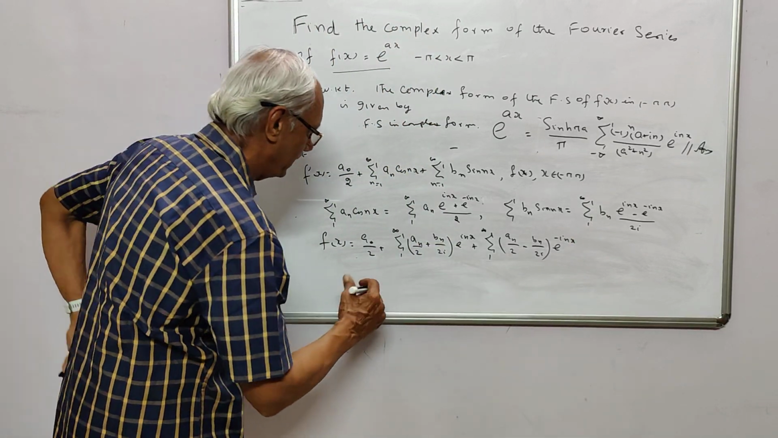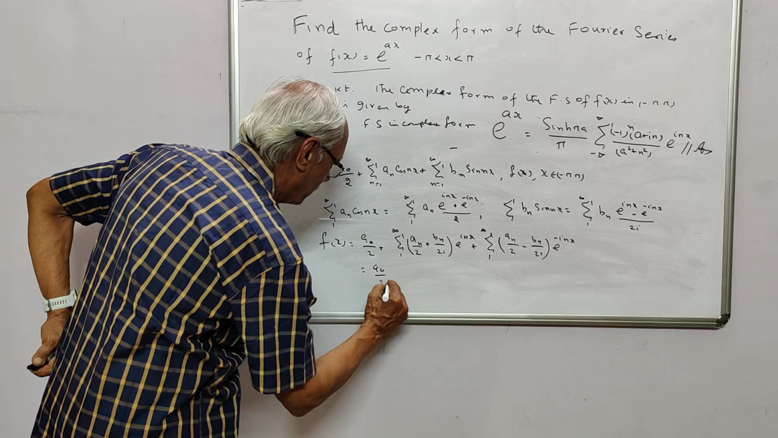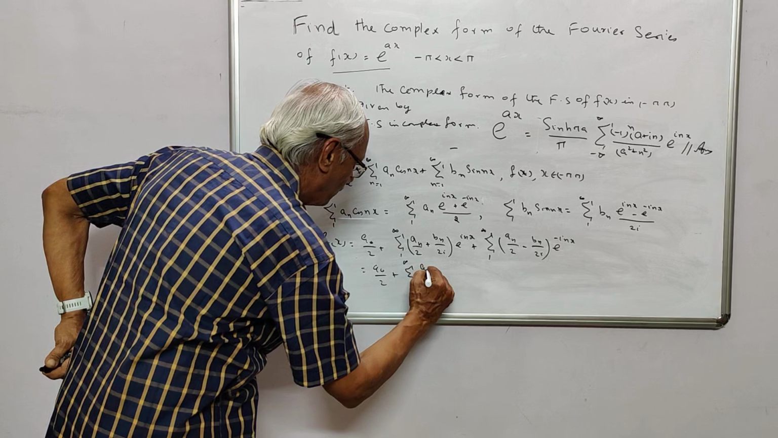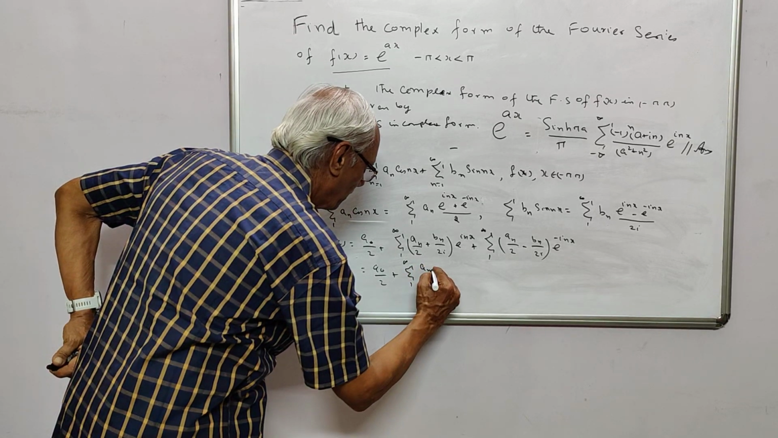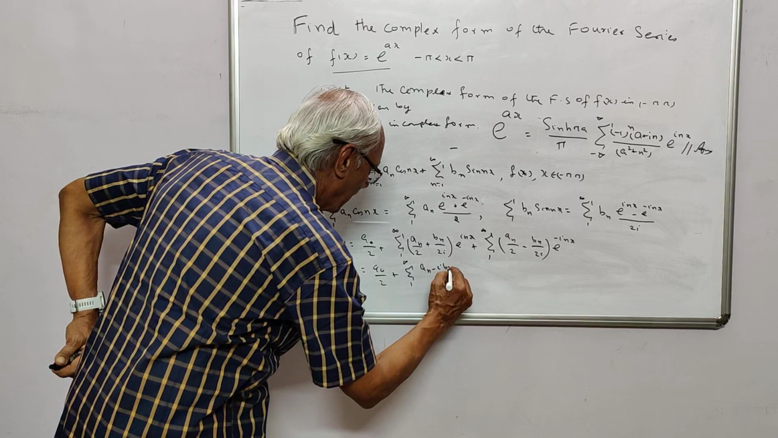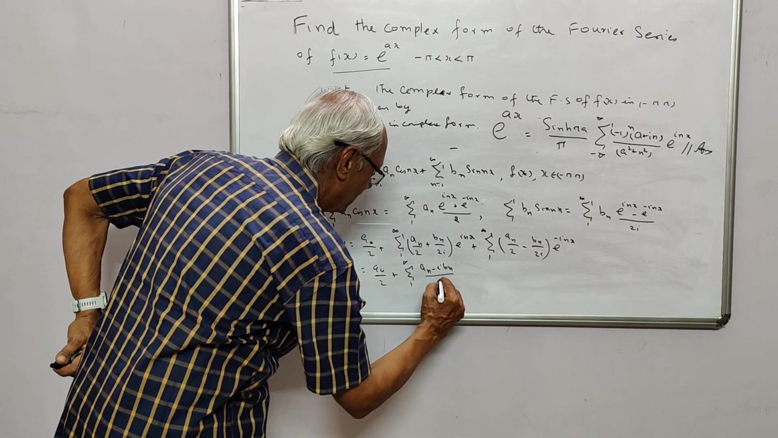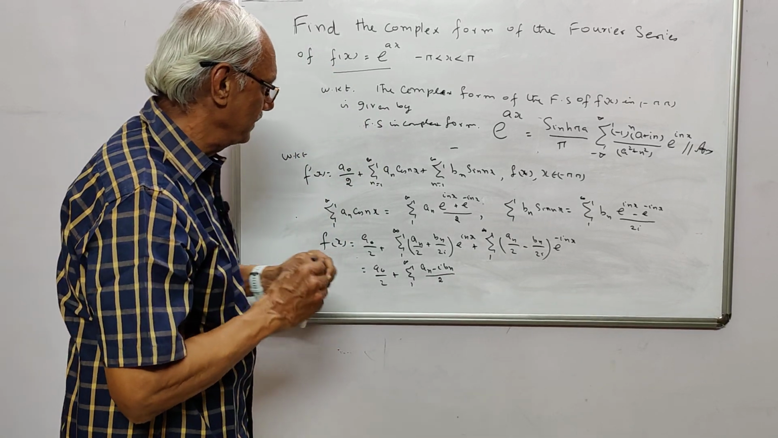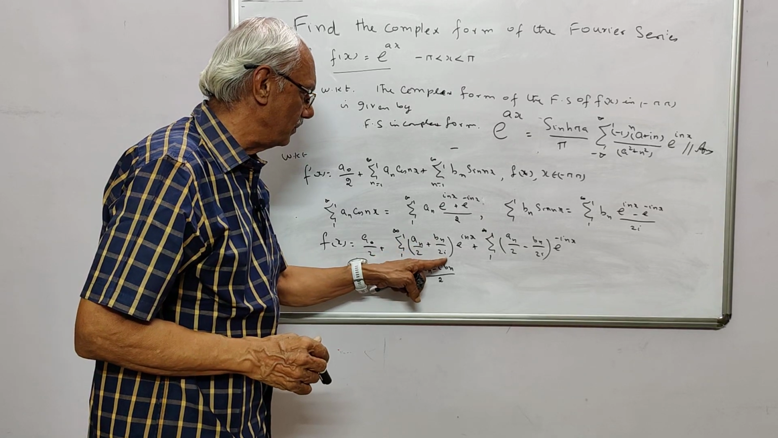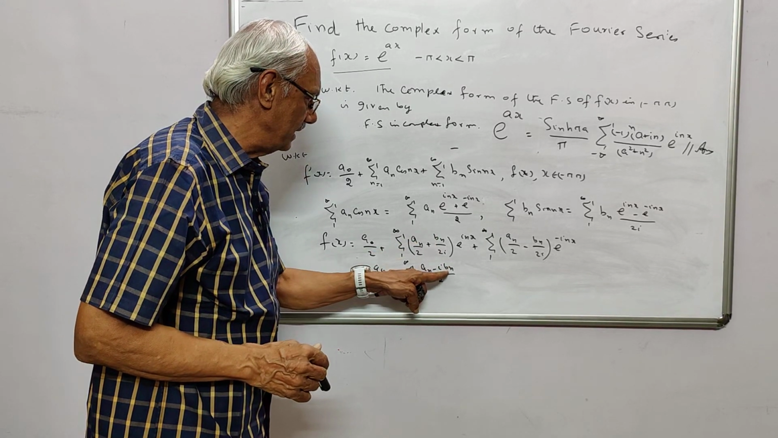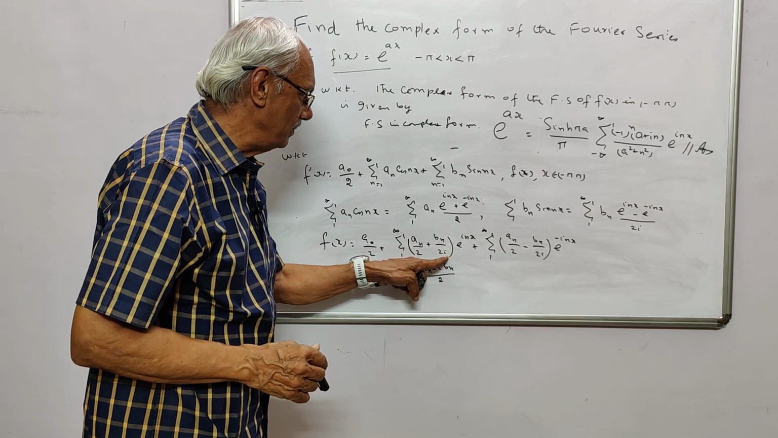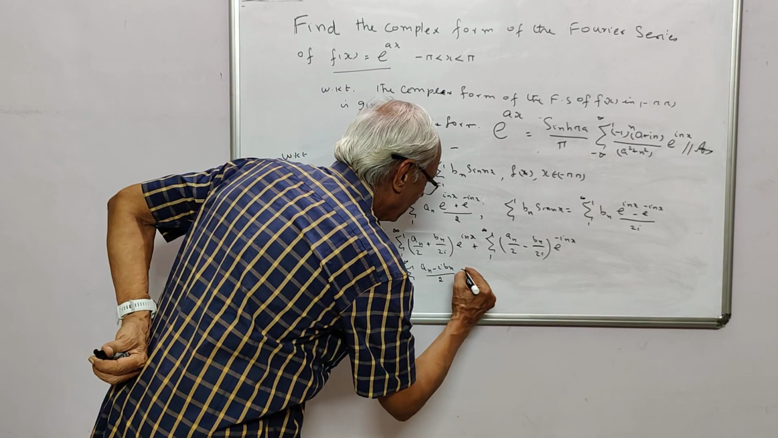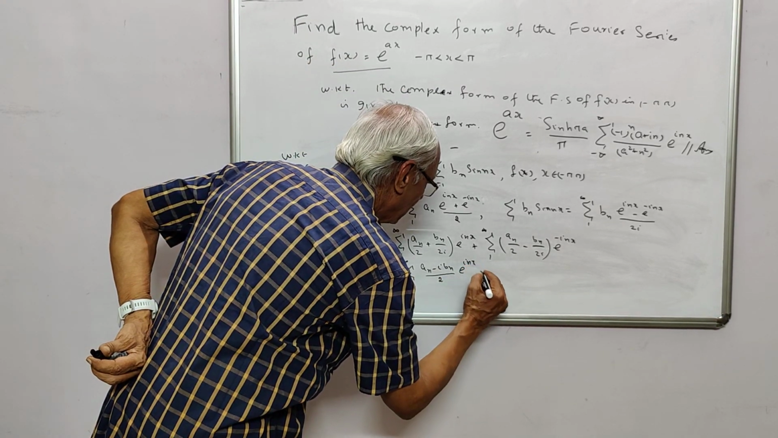So here it is a naught by 2 plus sigma of 1 to infinity of an minus ibn divided by 2. You know how I get this? You multiply the numerator and denominator by i. So it is ibn here, and here i squared will be minus. So it is minus ibn divided by 2 into e to the power of inx.